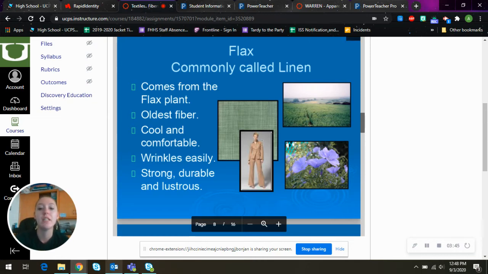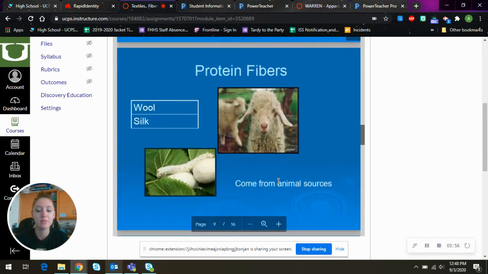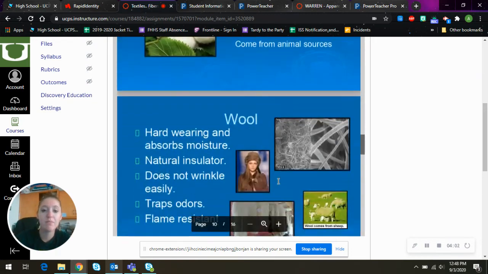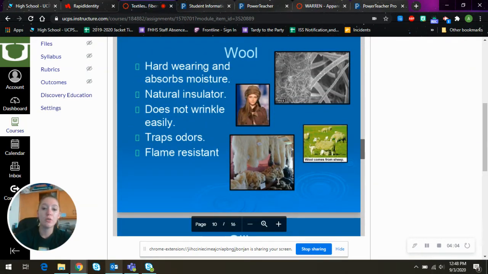So there are a lot of linen sheets and linen tablecloths. They did make linen suits and still do, but not a lot of people like wearing them because of the other different characteristics. So protein fibers, like I said, are wool and silk, and they come from animal sources. Wool is hard wearing and it absorbs moisture. It's a natural insulator and it does not wrinkle easily. It traps odors, but it's flame resistant.